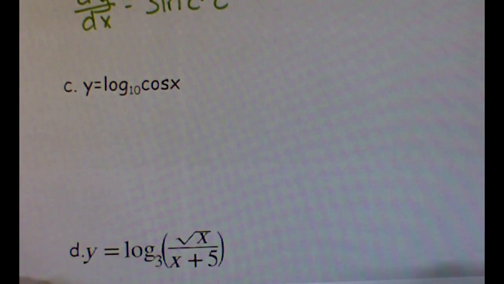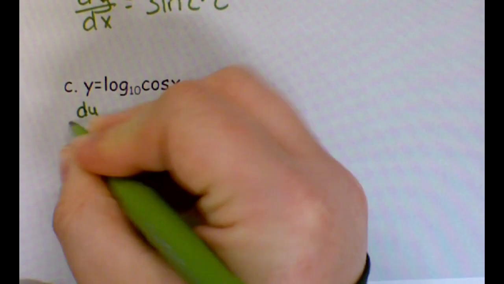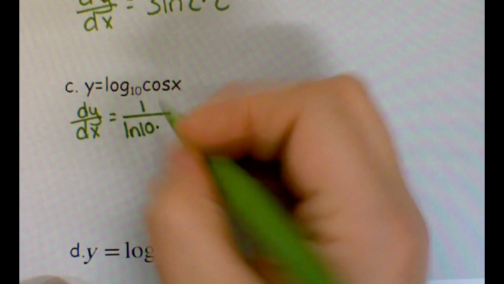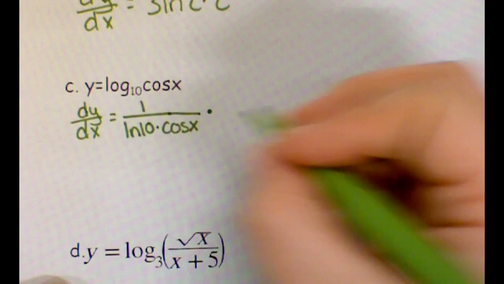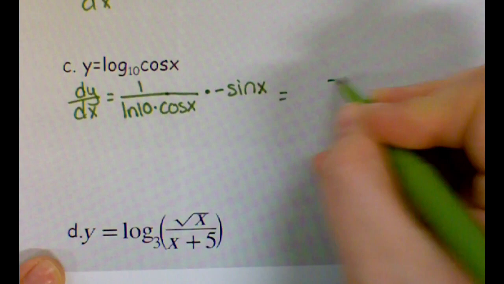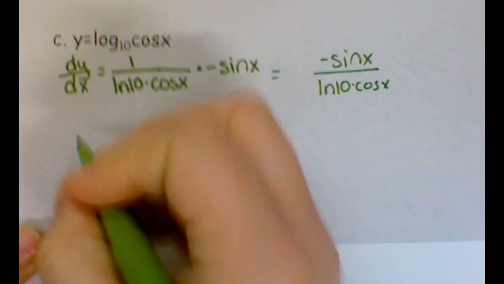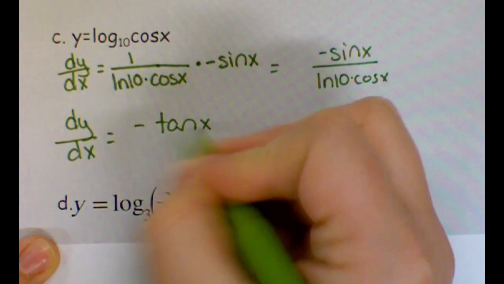All right, y equals log base 10 of cosine of x. A logarithm with a base that's not e, not a natural log, the derivative is equal to 1 over the natural log of the base times the inside, which is cosine, times the derivative of the inside. The derivative of cosine is negative sine of x. Derivative of inside is 1. So I could just simplify this a little: negative sine of x over natural log of 10 times the cosine of x. Sine over cosine is tangent though, so I could actually rewrite this as negative tangent of x over natural log of 10.